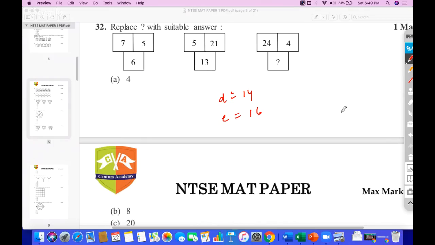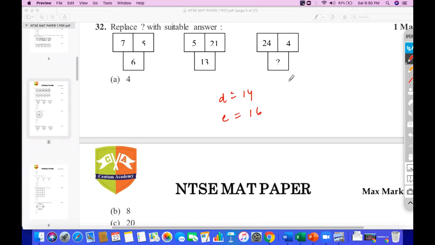Okay, what's the answer? Question number 32, you have been giving me answer D. So question number 32, the answer is D. There is no doubt about it. Sum of the two numbers at the top is divided by 2. So 7 plus 5 divided by 2 is 6.